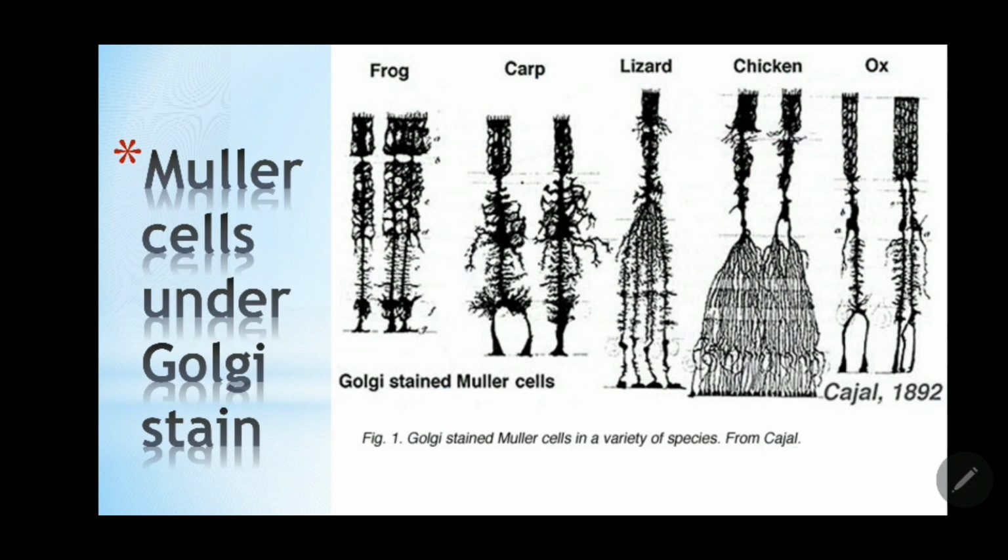I'll show you the histological sections. Even you will be seeing histological sections in your lab. You will not be able to identify the Muller cells. Why? Because Cajal himself has told you that you need special stains, and that's why to identify the Cajal cells you need Golgi stains for the Muller cells.